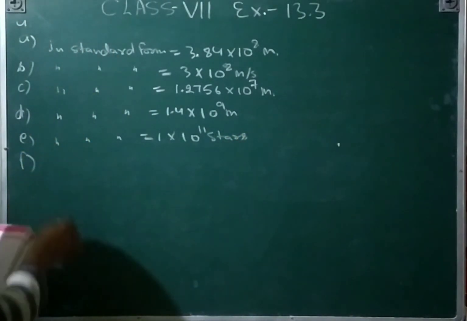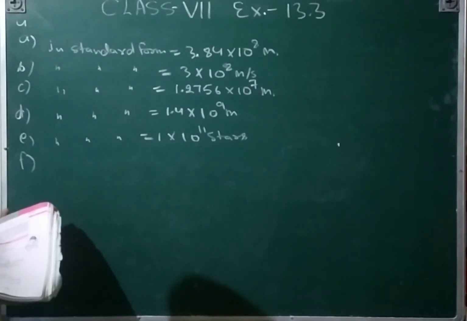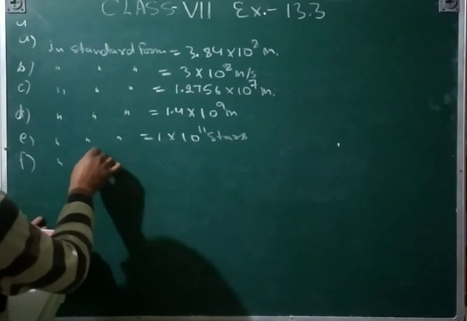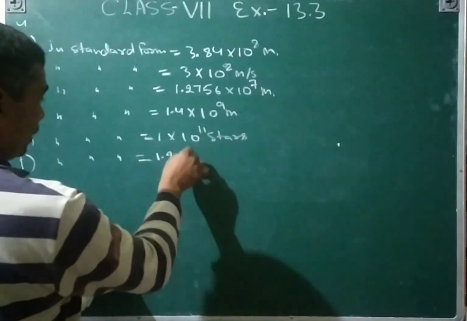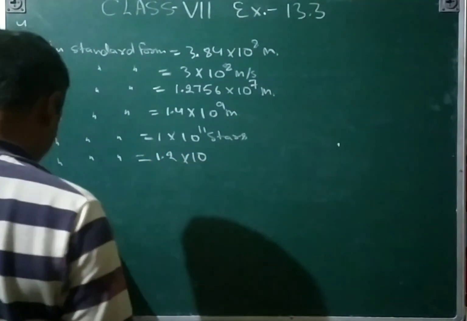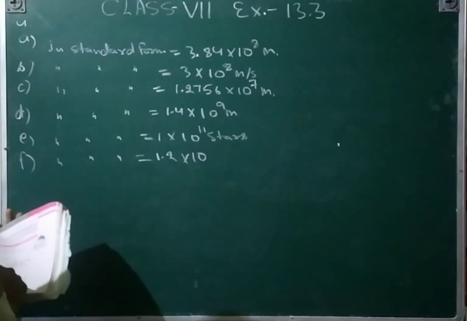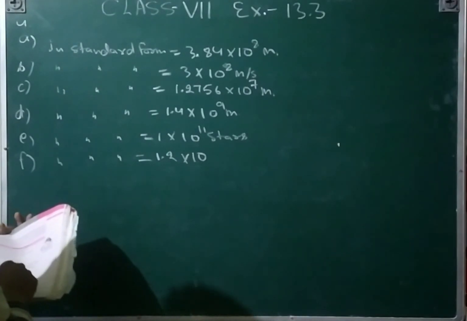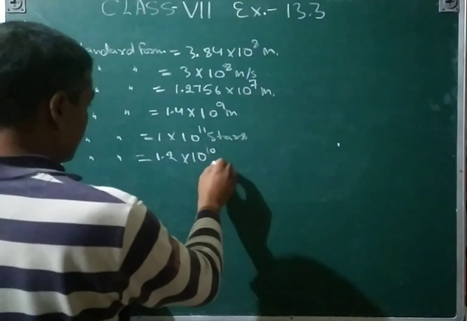F part, the universe is estimated to be that many years old, so in standard form that is equal to 1 decimal 2 into 10, and then the power we will count: 3, 6, 9 and 1, 10 years.